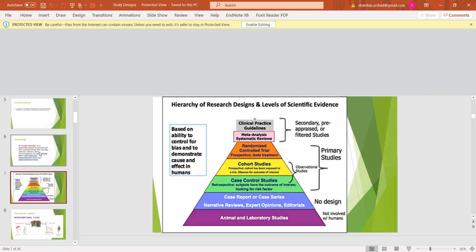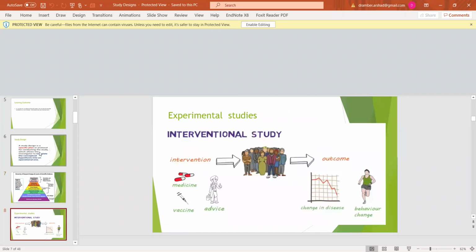This is the hierarchy of the study designs. At the bottom are the animal and lab studies, and then are the case report, case series, and cross-sectional studies, then case control studies and cohort studies. These studies have been discussed in the previous session. In this session, we are going to focus on the randomized control trials and other clinical trials.